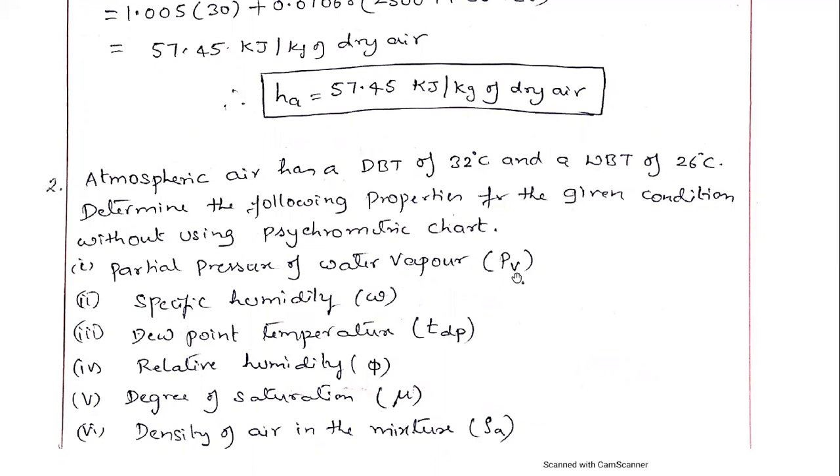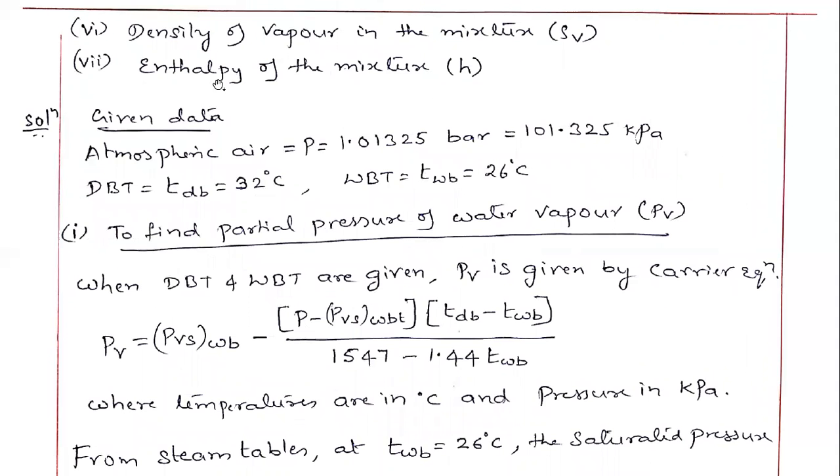So first we need to find out the partial pressure of water vapor PV, specific humidity omega, dew point temperature, relative humidity phi, degree of saturation mu, and the density of the air in the mixture rho A, also density of the vapor rho V, enthalpy of the mixture H. So now let us solve this problem. Here the atmospheric pressure, as we all know, P is equal to 1.01325 bar, that is 101.32 kilopascal. Then dry bulb temperature TdB is 32 degrees centigrade and wet bulb temperature TWB is 26 degrees centigrade.